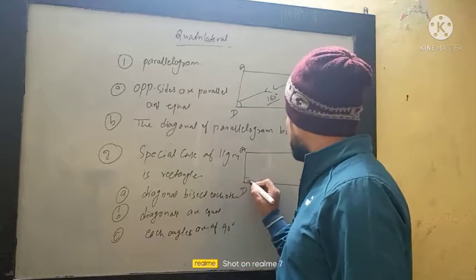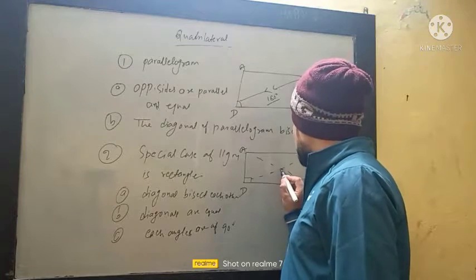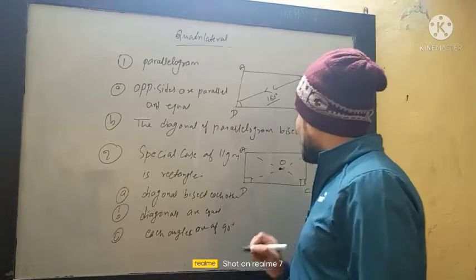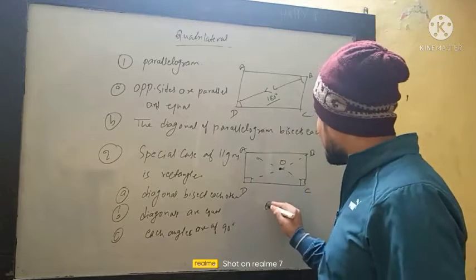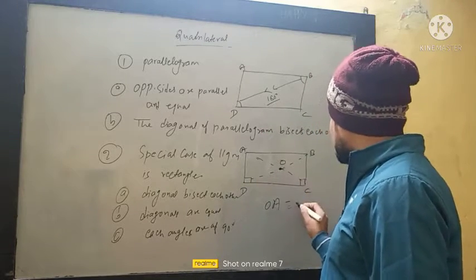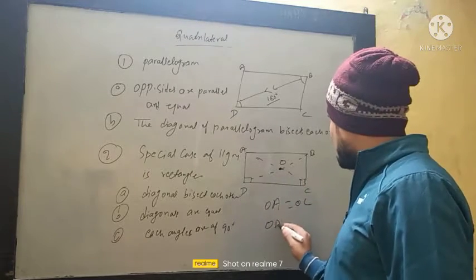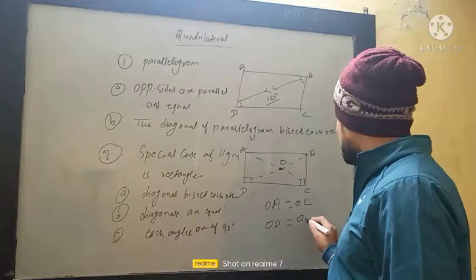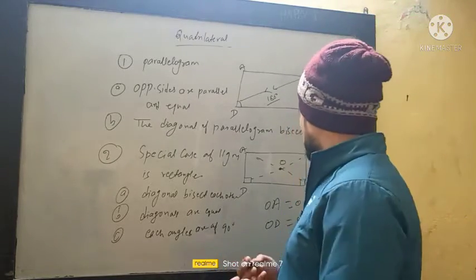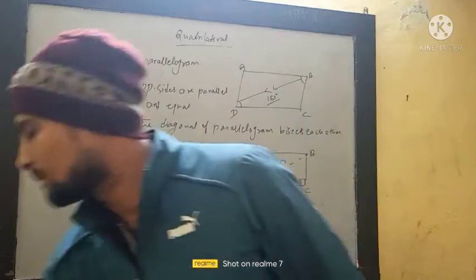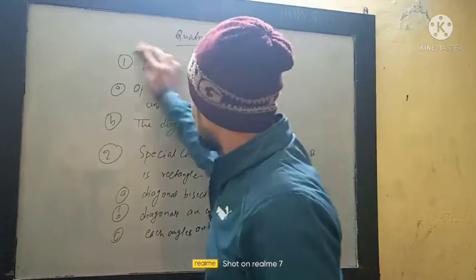What is the meaning of diagonals bisecting each other? Let them bisect at point O. Then we can clearly say that the distance OA and the distance OC are equal, and the distance OD and the distance OB are equal. I think you have all understood this. Now we are going to discuss more shapes.